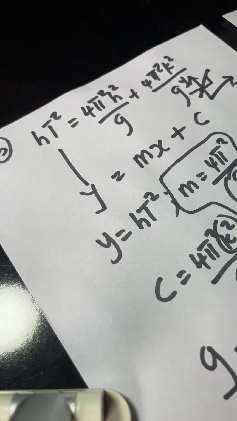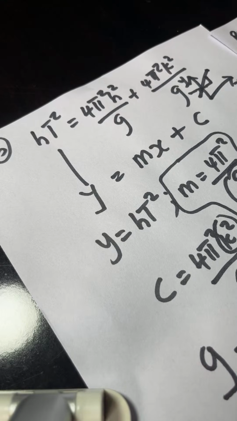Now, let's plot a graph of h square against ht square.